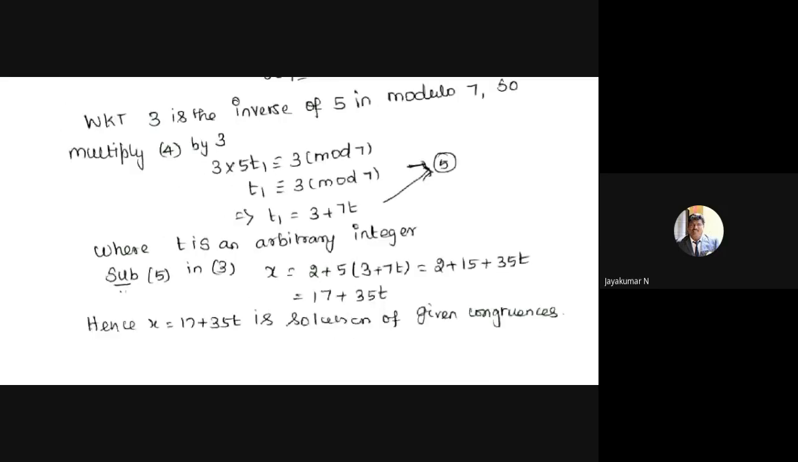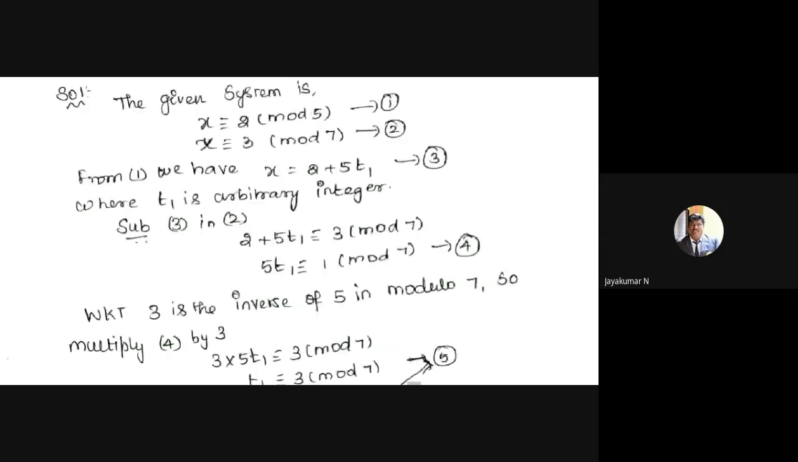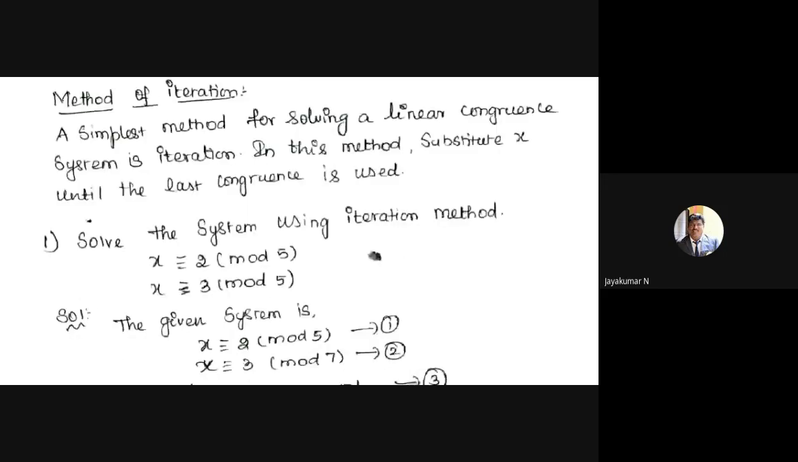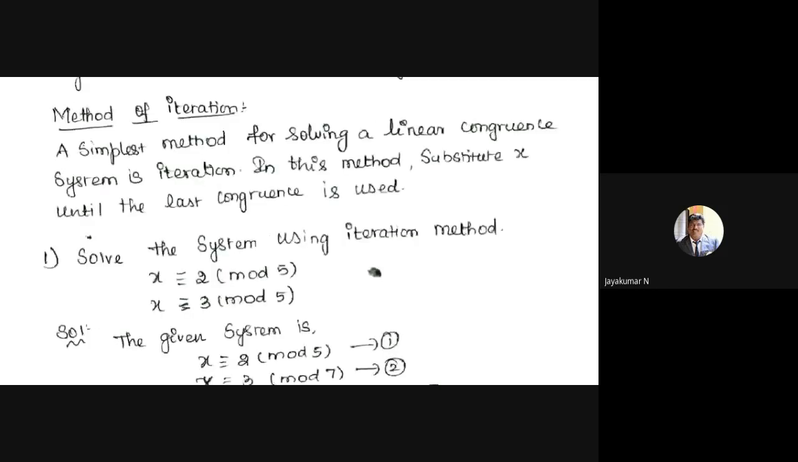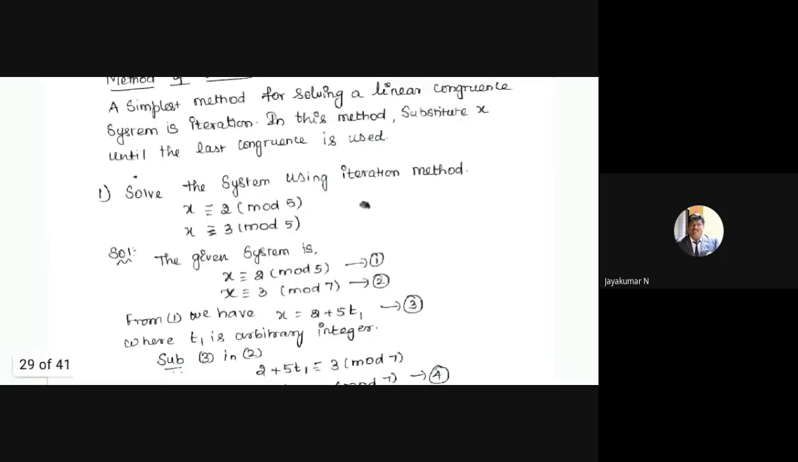So in this problem, x equal to 17 plus 35t is the solution of the given system of linear congruences. In this type of problem, you can expect a question in the semester examination. We'll see the next problem.